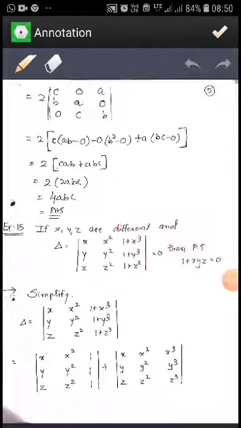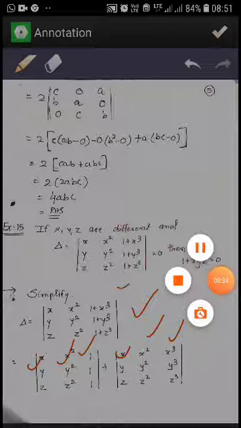Example number 15. Here we will use the sum property of the determinant. See where it is given like this, third column or any column or row given in addition, then we can separate the determinant in two parts. So first two columns will be as they are in both the determinants, and this will be 1 1 1 and this will be x cube, y cube, z cube. Okay, this is the property of determinant.